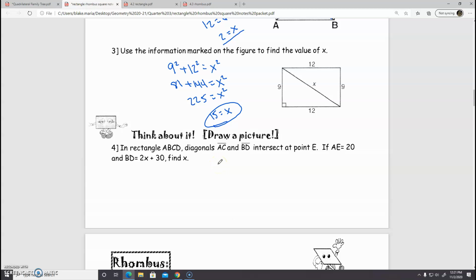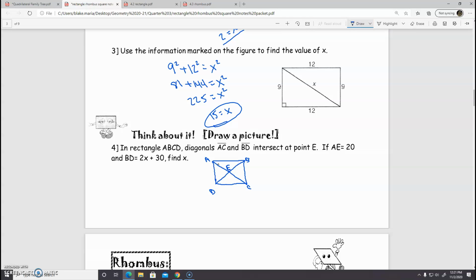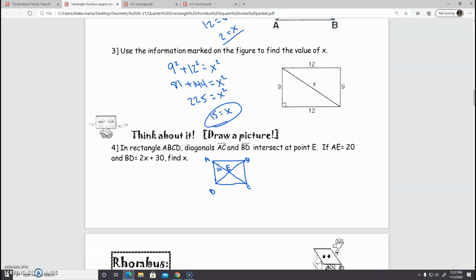Think about it, draw a picture. Sometimes they just give you the words and no picture, and you have to draw it on your own. So we have a rectangle ABCD, and the diagonals intersect at point E. So there's where they intersect. AE is 20. It's that piece, which means this piece is 20, right?